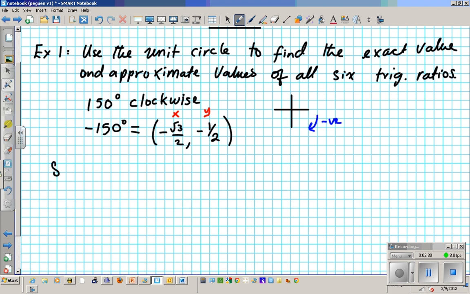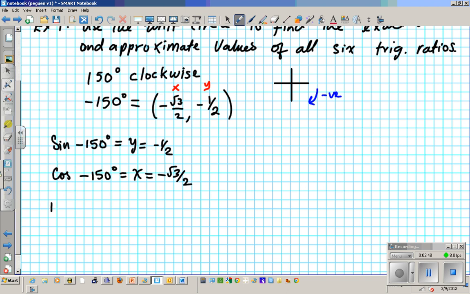Sine of negative 150 is simply the y coordinate, so it's negative 1/2. Cosine of negative 150 is simply the x coordinate, so that's negative root 3 over 2. Tan of negative 150 is y over x. This one's a little bit more technical. So y over x is negative 1/2 divided by negative root 3 over 2.